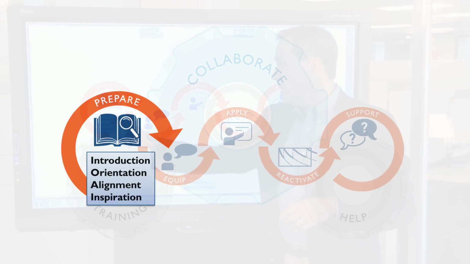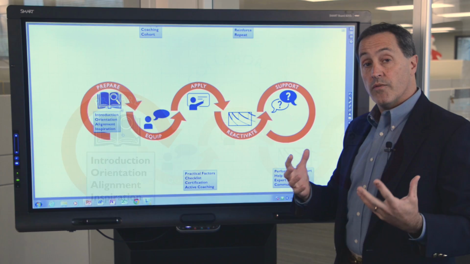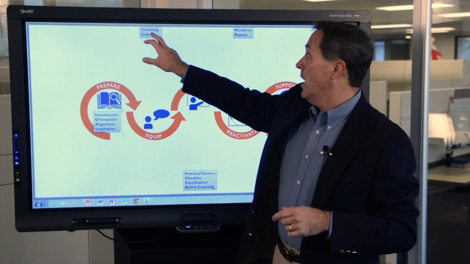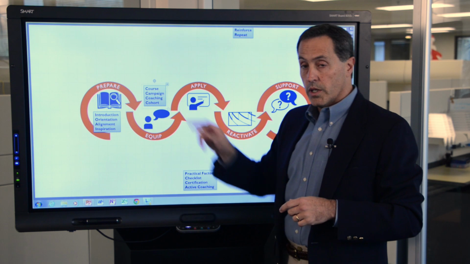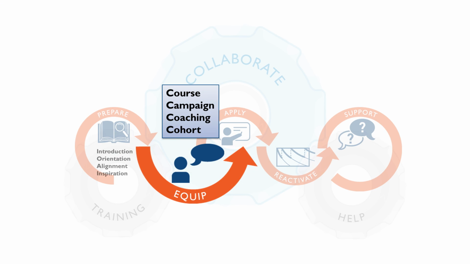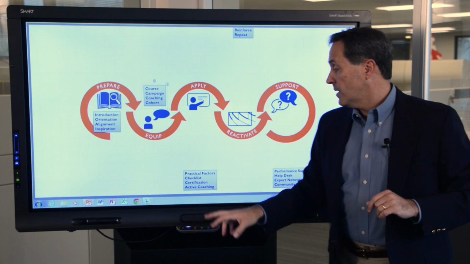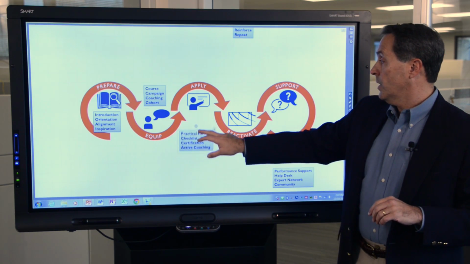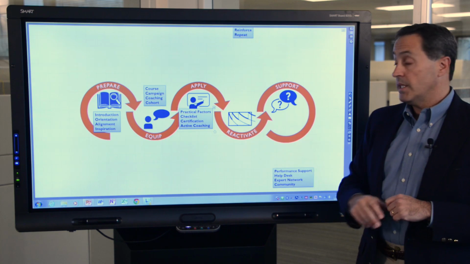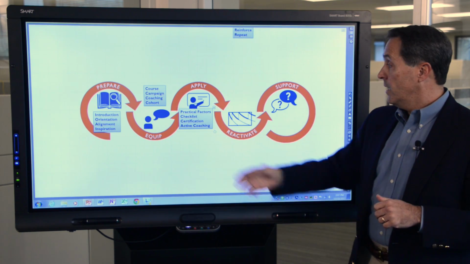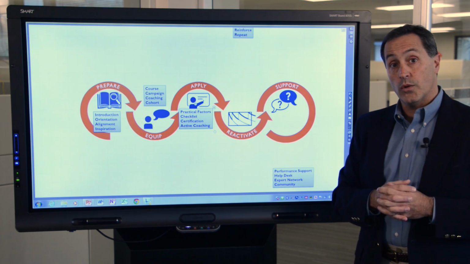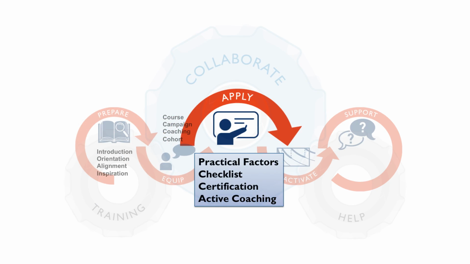So at first, when we do prepare, very straightforward: introduction, orientation, alignment, and inspiration. You want to get folks in the receive mode so that when you actually go through the equip process, you're going to do your detailed knowledge transfer: courses, campaigns, coaching, cohorts. We won't spend a whole lot of time on each of these endeavors, but we're going to talk a little bit about the types of things that you'll see. For example, in apply, how will they transfer their learning back at the job via practical factors, checklists, certifications, and what we call active coaching.